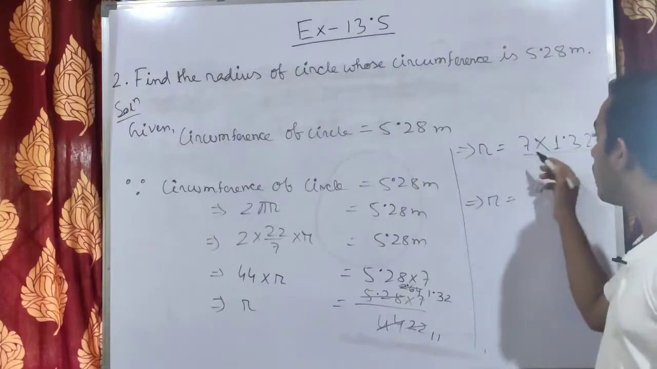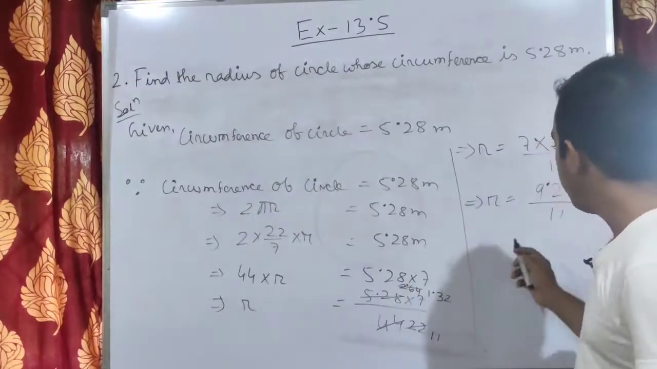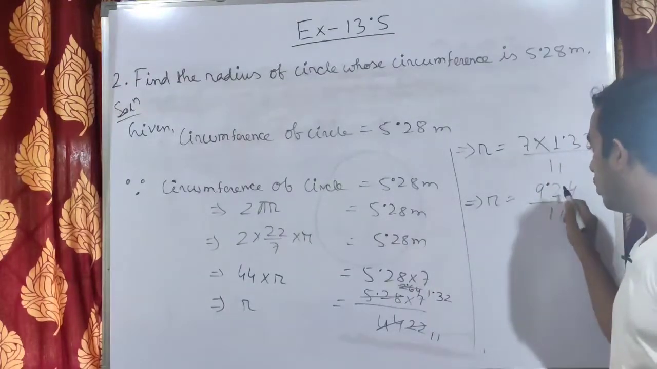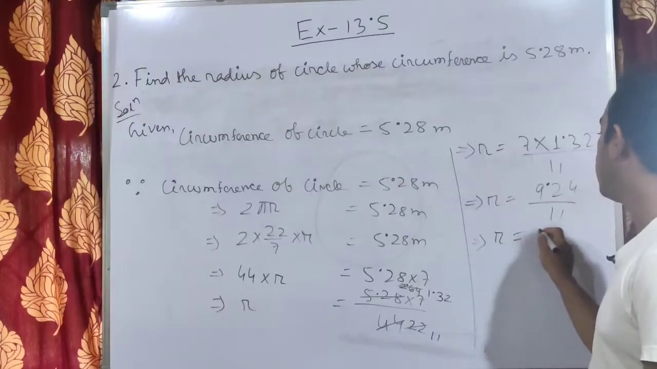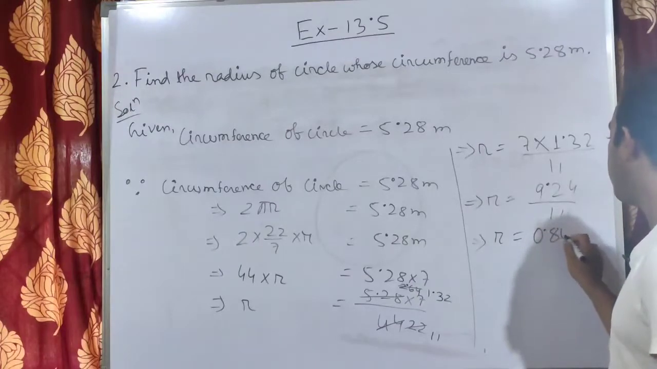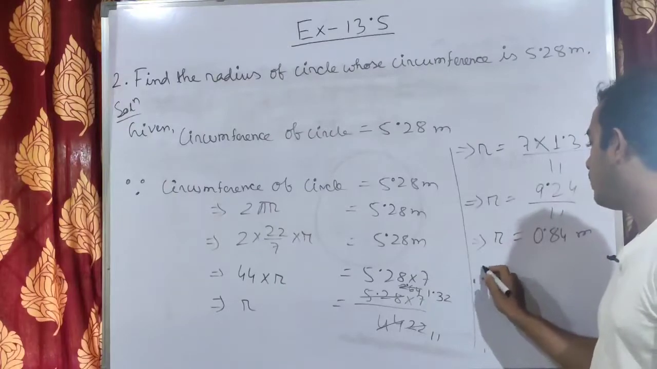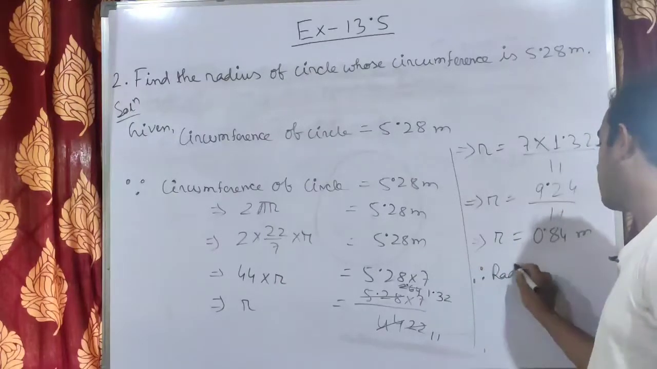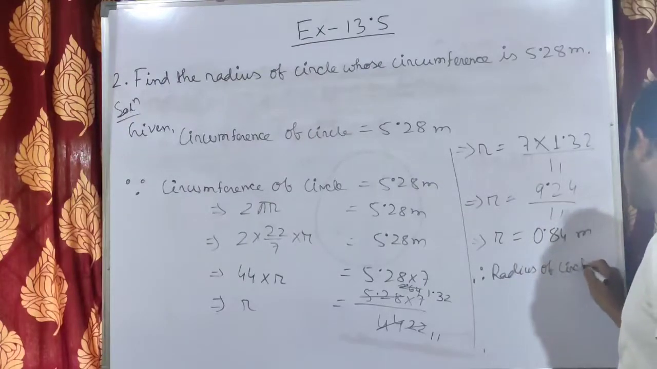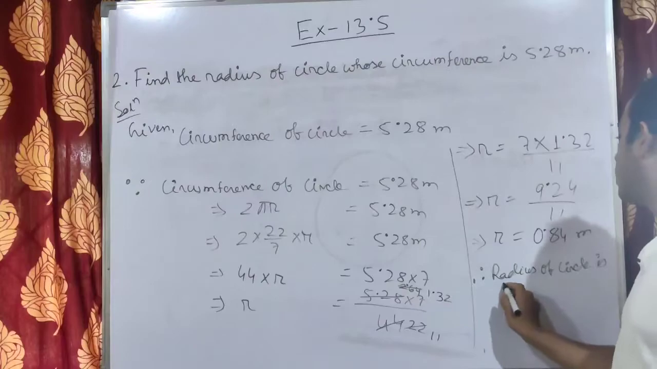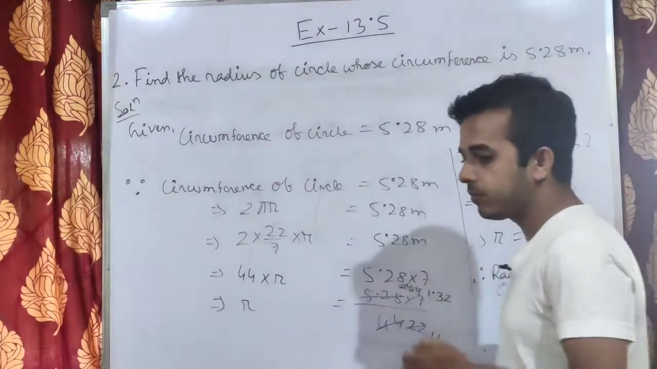So we will put the decimal after 1 digit, right? Then divided by 11. So now if we divide 9.24 by 11, the result will be what? It will be r equals 0.84 meter, right? Then after that we will write, therefore radius of circle is 0.84 meter.